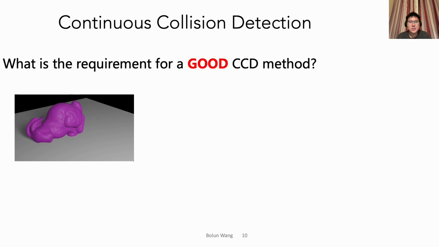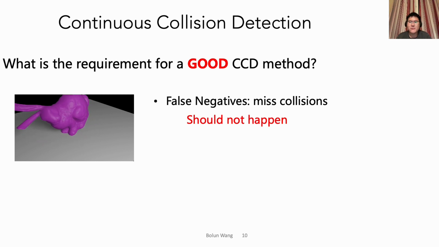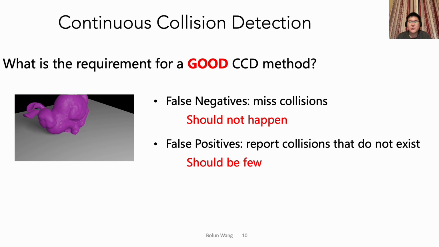Now a question comes up. What is the requirement for a good CCD algorithm? First, the CCD algorithm should not report false negatives. It means that the algorithm should not miss collisions. Secondly, the algorithm shouldn't report too many false positives, even if they are not as problematic as false negatives. And the algorithm should be efficient.